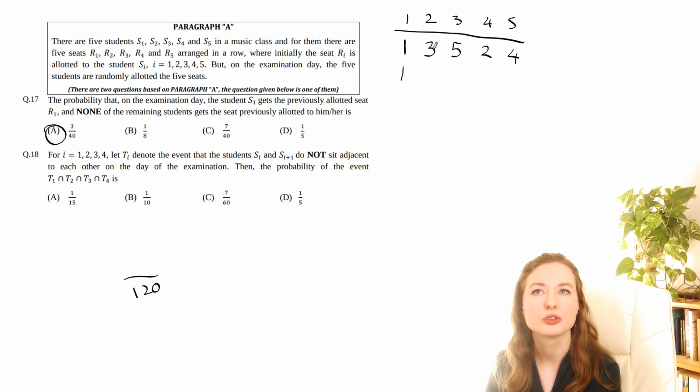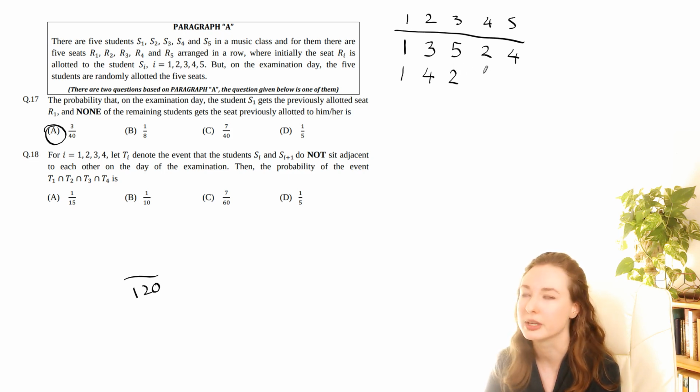Because once we put 1 and 3 in there, we had to do 5, 2, 4. There was no other way to do that. So next I'm going to do 1, 4. So I could put 2 there, and then that leaves 3 and 5. I can't put 3 there because 2 and 3 can't sit next to each other.